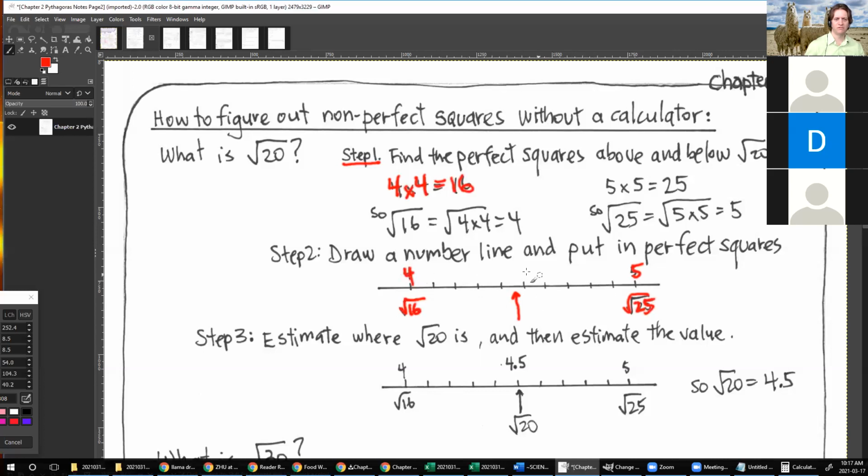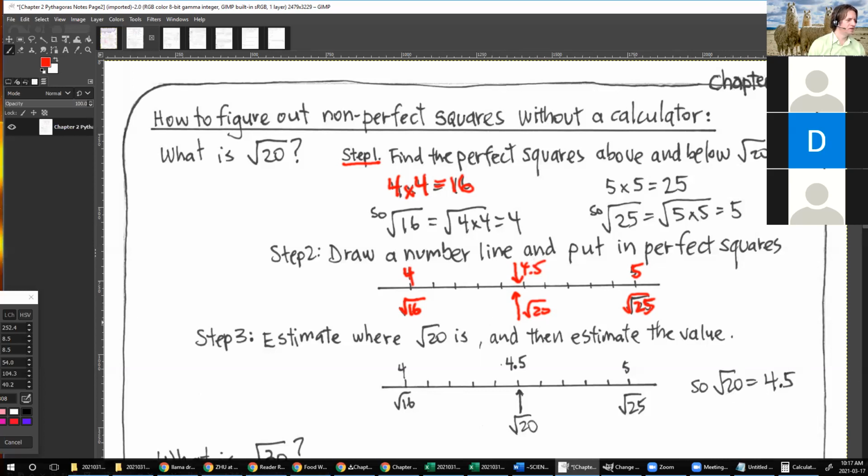So between 4 and 5, this is going to be the square root of 20. We're going to go on the number side, not on the square root side. This is going to be around 4.5, something like that. 4.45, I'm not exactly sure. So the square root of 20 is 4.5.